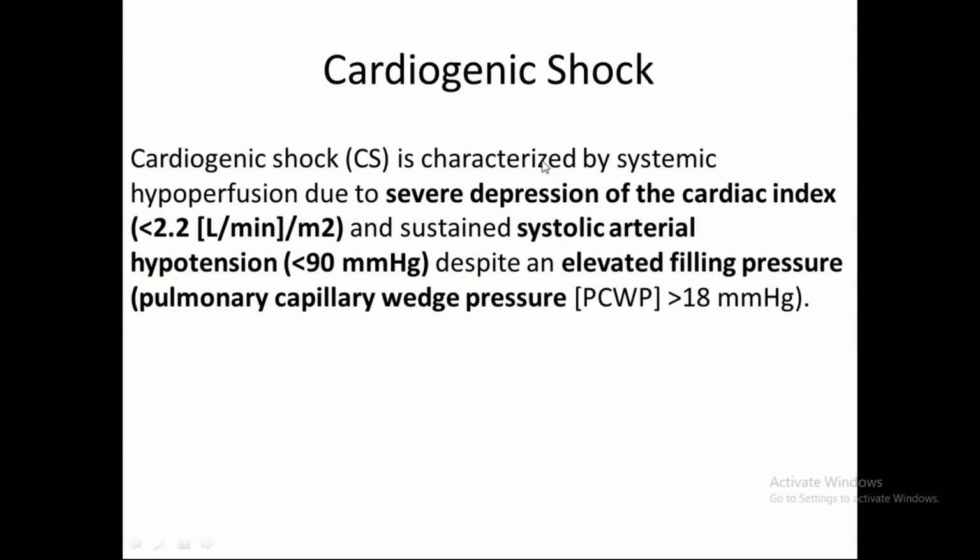Cardiogenic shock is characterized by systemic hypoperfusion due to severe depression of the cardiac index. ठीक है, घबराना नहीं है. Cardiac index है. Cardiac index is nothing but cardiac output divided by the total body surface area. So this is indirectly cardiac output only, right? So severe depression of cardiac index that is less than 2.2 and sustained systolic arterial hypotension less than 90 mmHg.